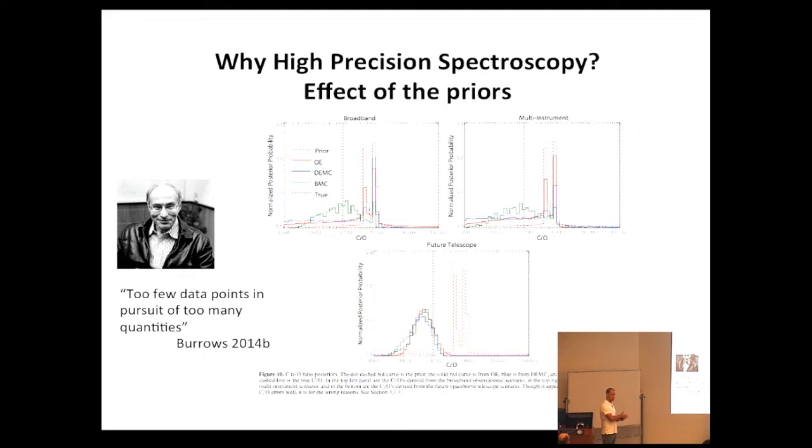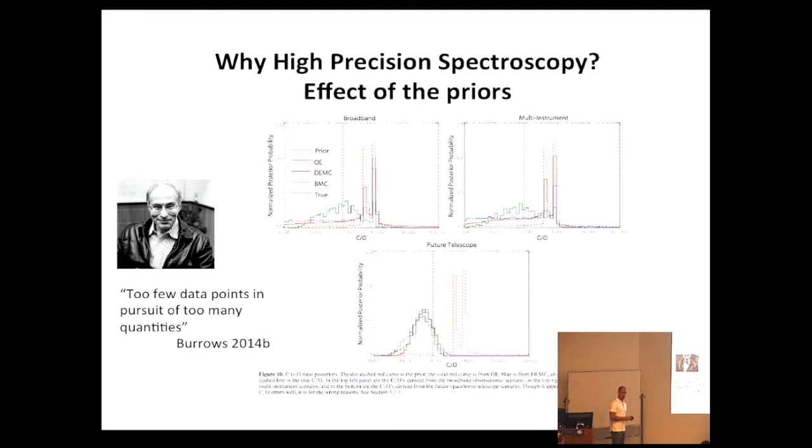I mean, we're always trying to be explicit about our assumptions, but sometimes there can be hidden assumptions that kind of get you. This is a figure from one of Mike Line's papers showing, I think, Mike, correct me if I'm wrong, that if you make uniform priors on carbon and oxygen abundances, which seems like a very reasonable thing to do, you end up with, in effect, a bimodal prior on the carbon to oxygen ratio.